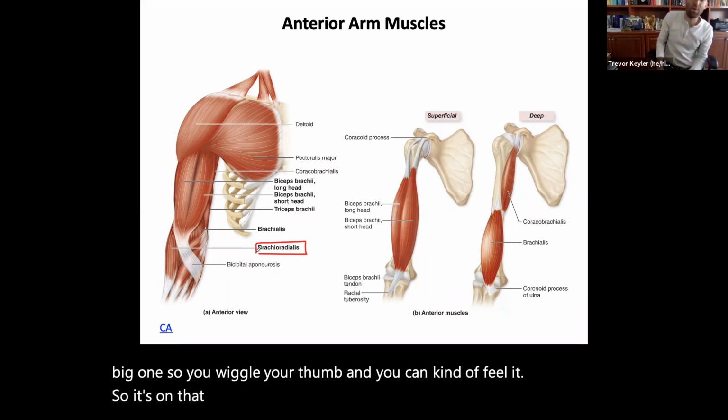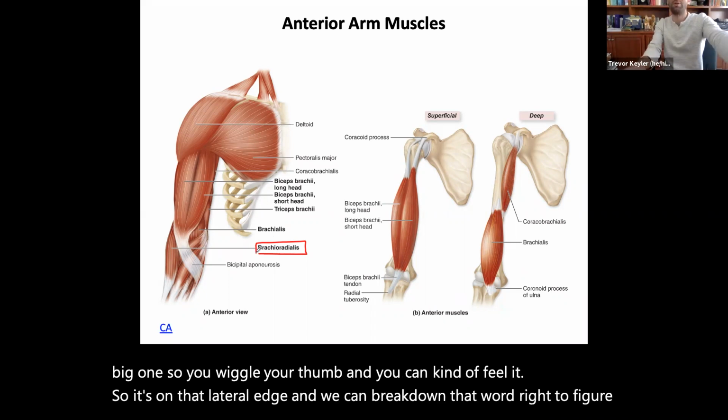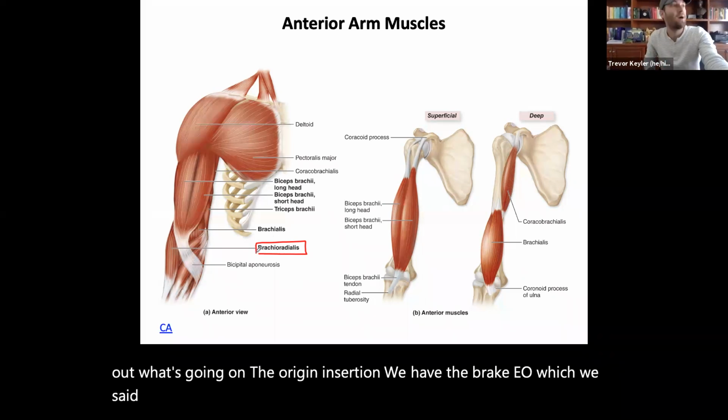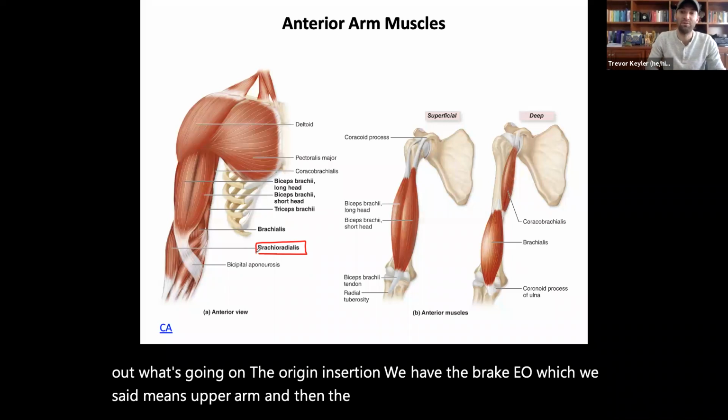And we can break down that word, right? To figure out what's going on, the origin and insertion. We have the brachio, which we said means upper arm, and then the radialis. So we know the insertion is on the radius. Okay.